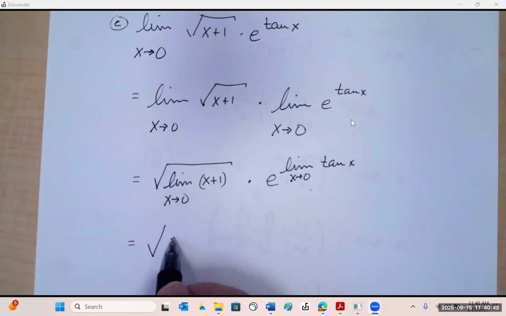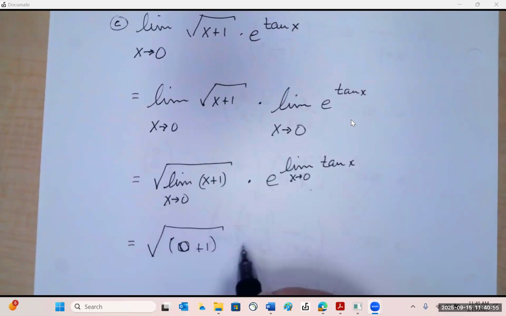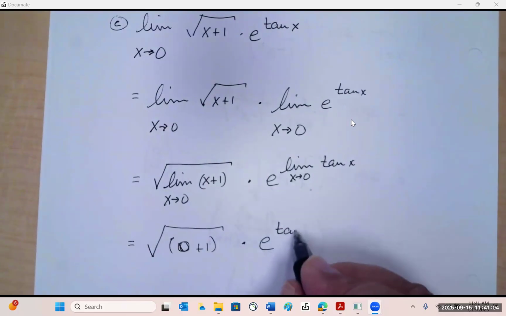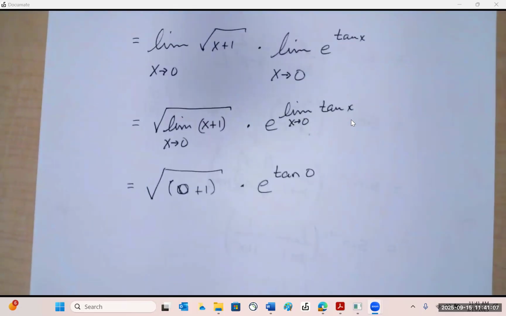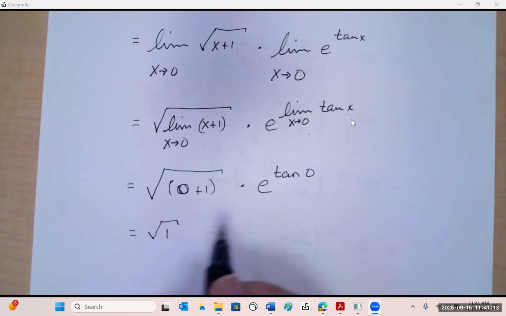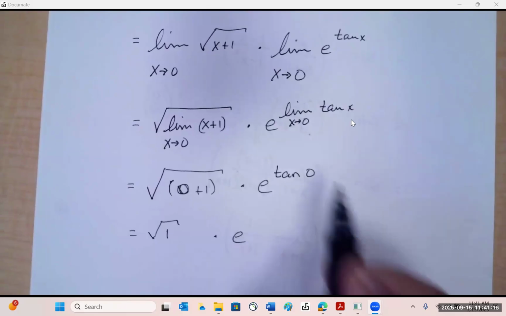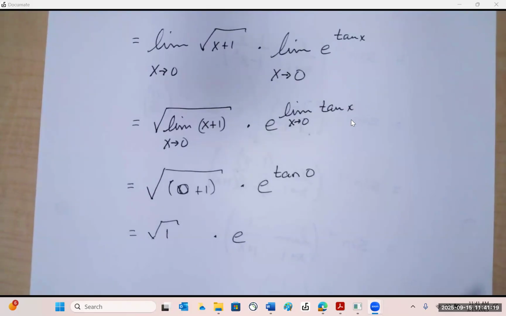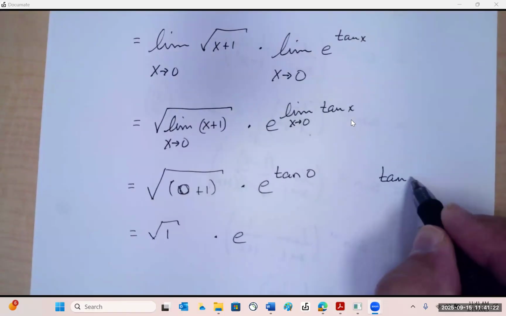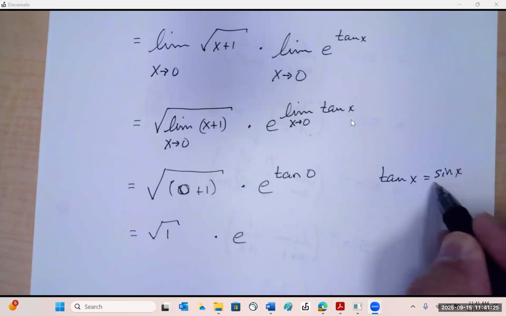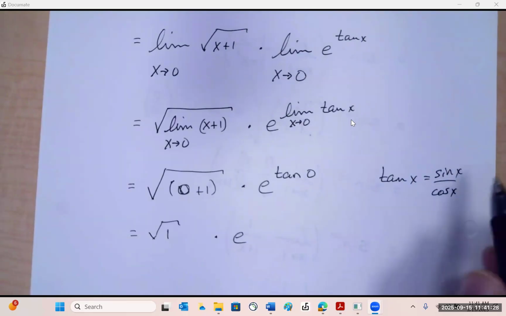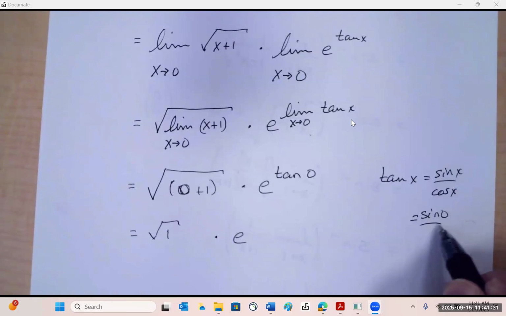So in the first one, anywhere we see an x, we put a 0. Same with the other one. Anywhere you see an x, you put a 0. So square root of 1. What is the tan of 0? Remember, tangent is what? Sine over cosine. So the sine of 0 over cosine of 0.